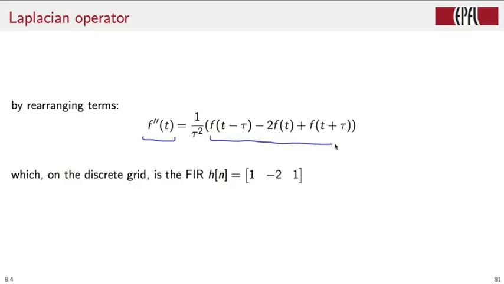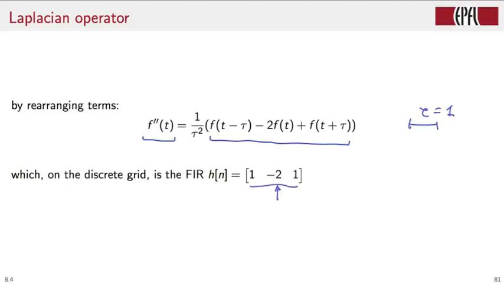Now this is a linear combination of three values of the function f computed at regularly spaced intervals on the plane, namely in t minus tau, t, and t plus tau. So they're all separated by an interval of width tau. So if we now go to the integer grid by setting tau equal to 1, we can see that this is nothing but a 3-tap FIR filter of impulse response 1, minus 2, 1. So we can approximate the second derivative at a given point with a zero-centered FIR filter like so.